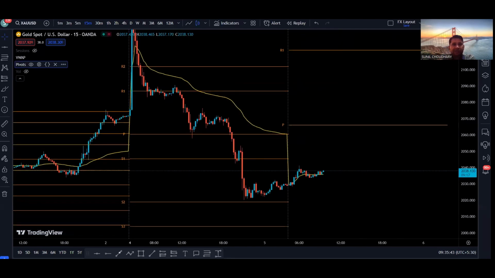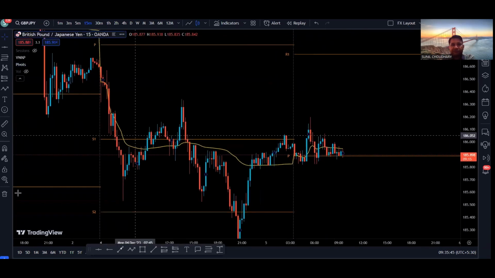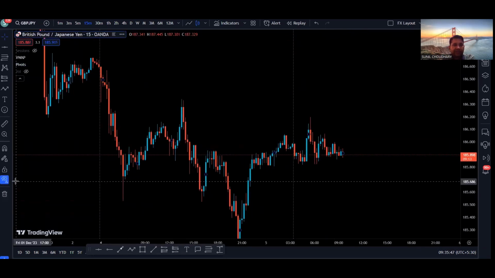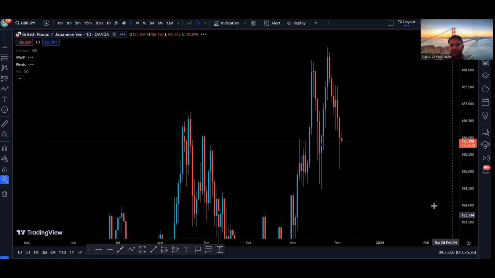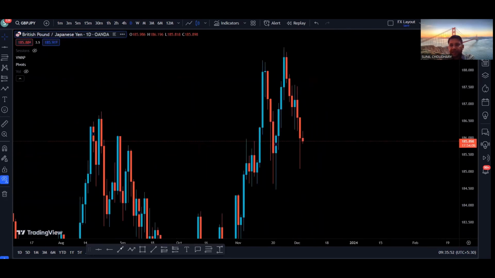Let's go to our second pair, which is GJ. On the GJ, first of all, we will talk about today, and then we will talk about what happened yesterday. So we will start with the daily time frame. On the daily time frame, we can see that yesterday's daily candle closed bearish. This was the support which we already broke, and the next support is right into this area, and then the next support is right here, right?